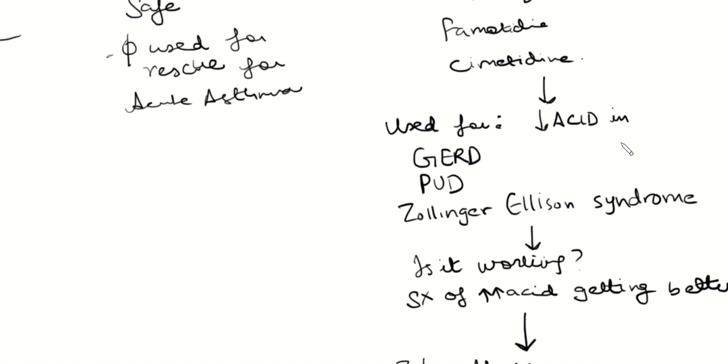When do you decrease acid? When there's too much. What are some of the pathologies where there's acid that is causing damage where we want to reduce acid? GERD, gastroesophageal reflux disease. PUD, peptic ulcer disease.